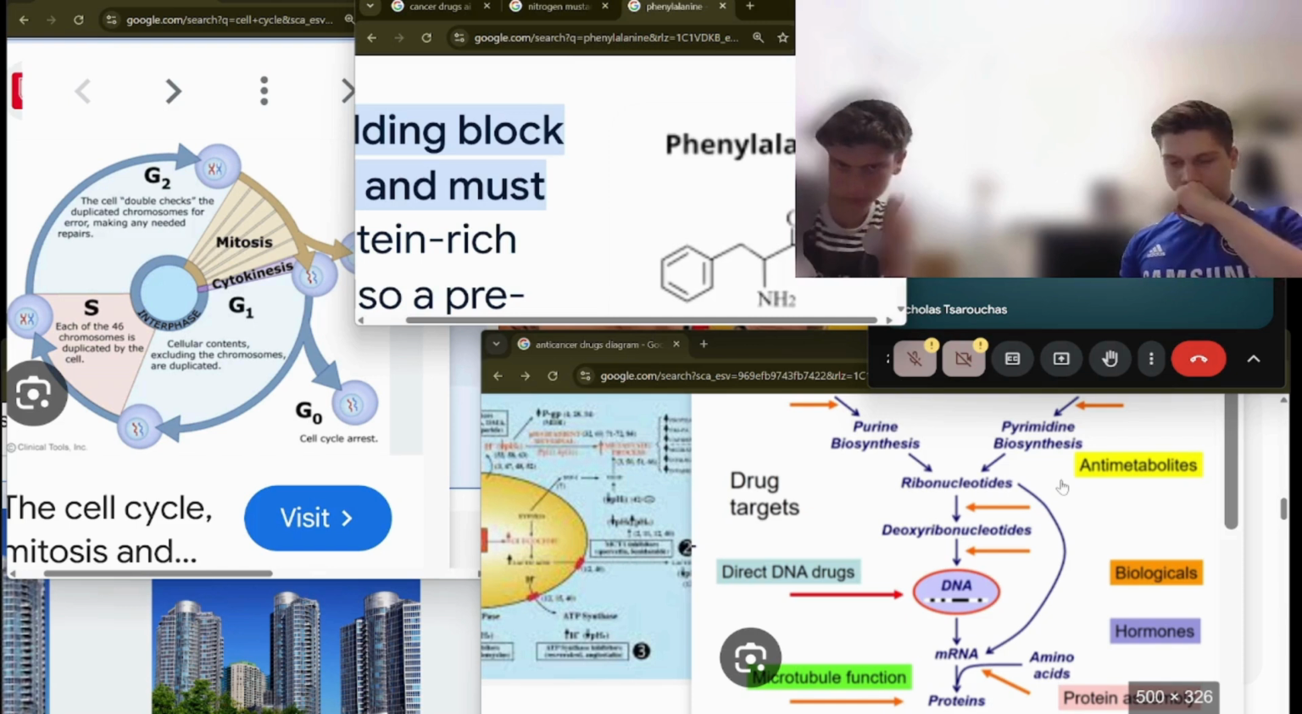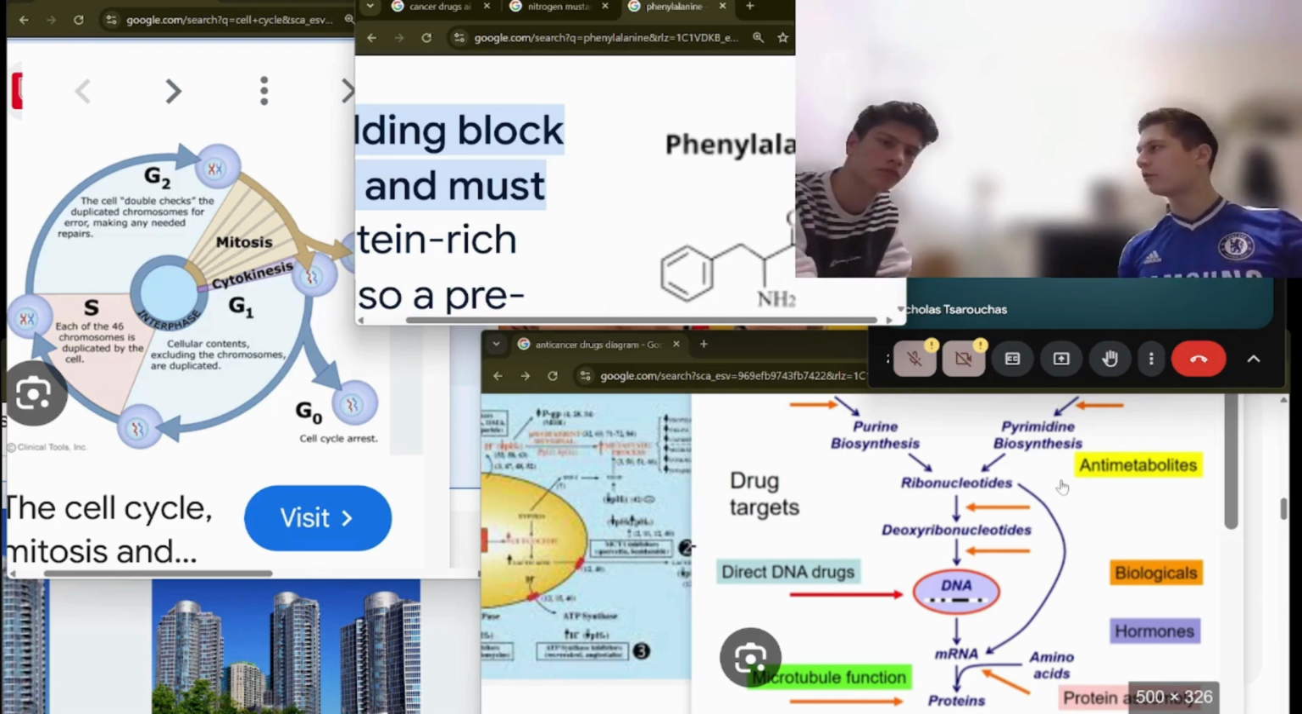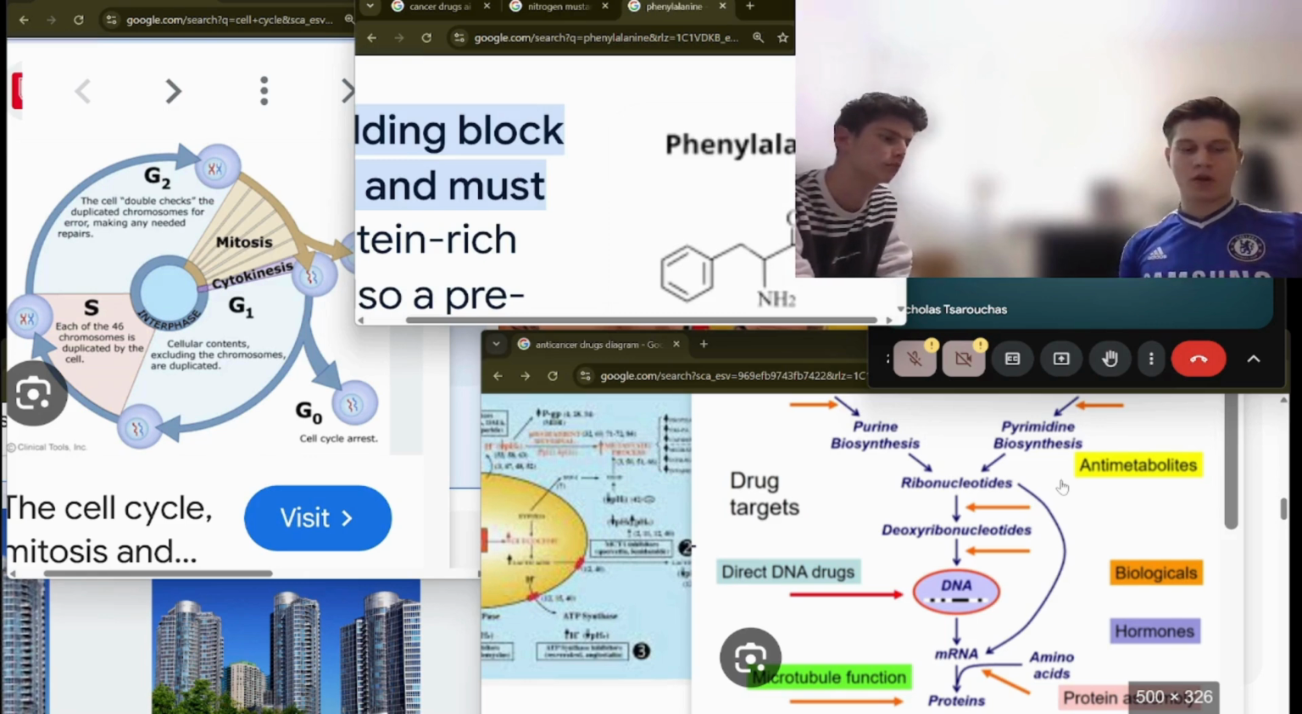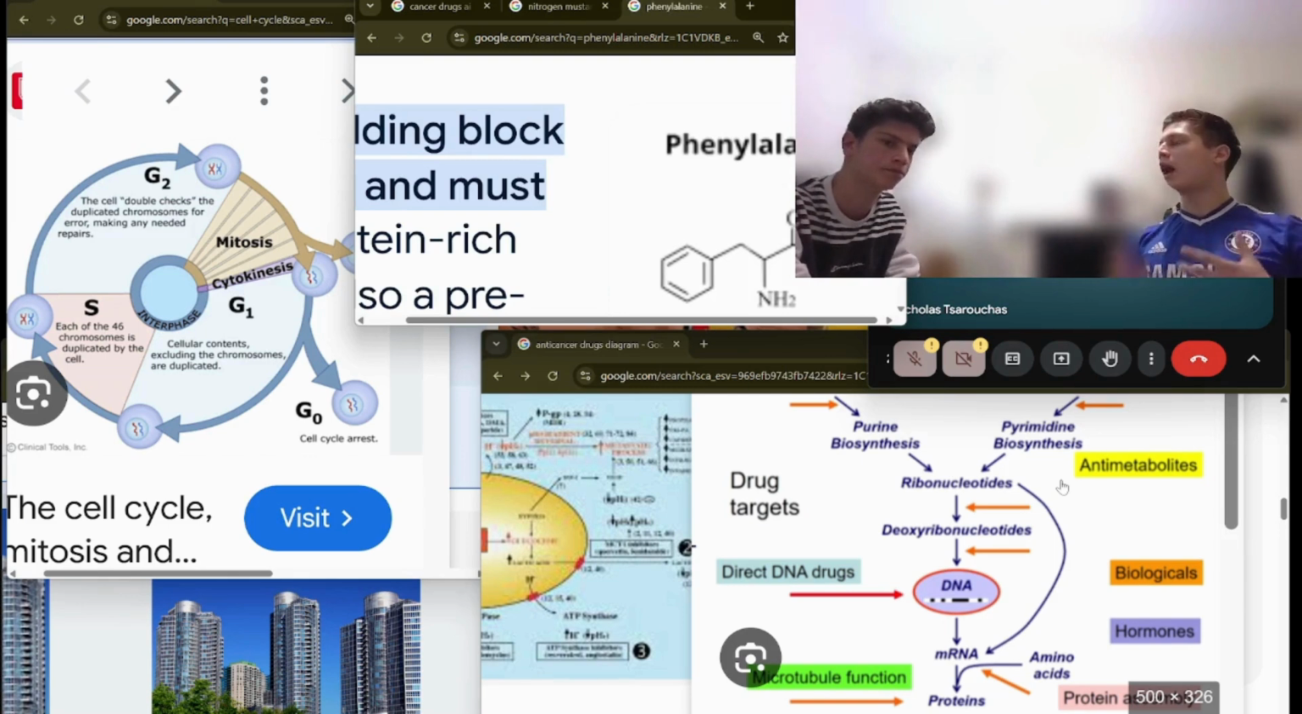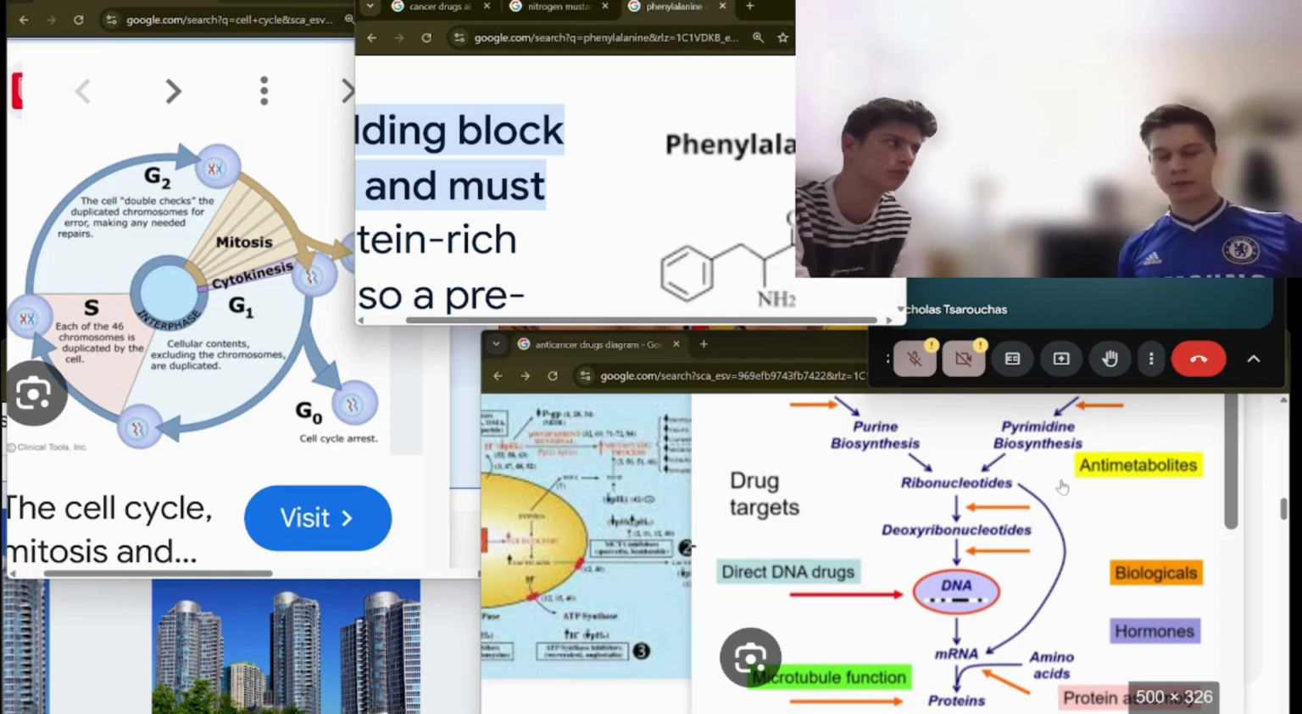Now, the last two areas we're going to touch upon with these anti-cancer drugs and these chemotherapeutic agents are: we're going to look at metabolites and antagonists of the building blocks of the DNA, and then we're going to look at the cell cycle assembly and the spindle type of drugs.